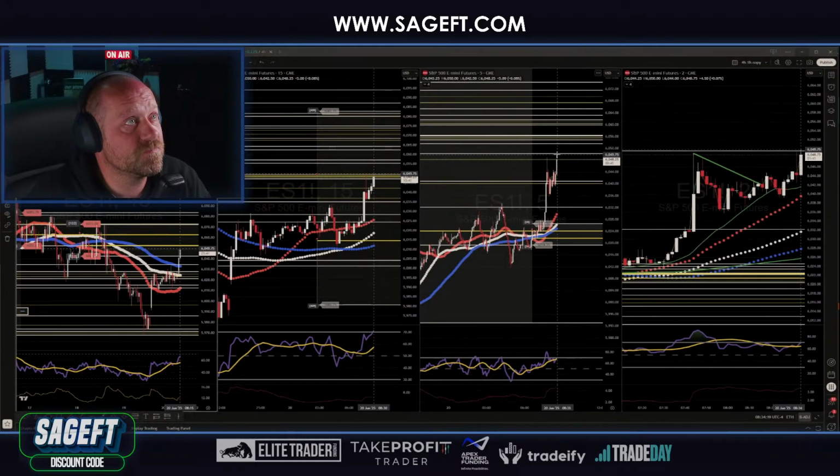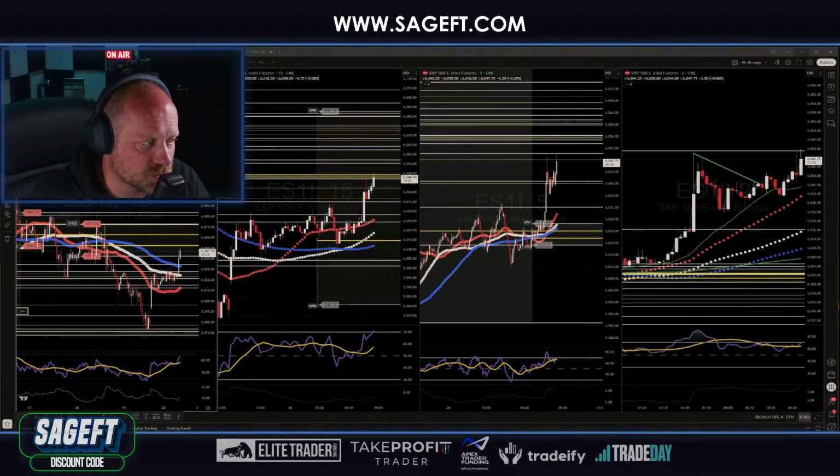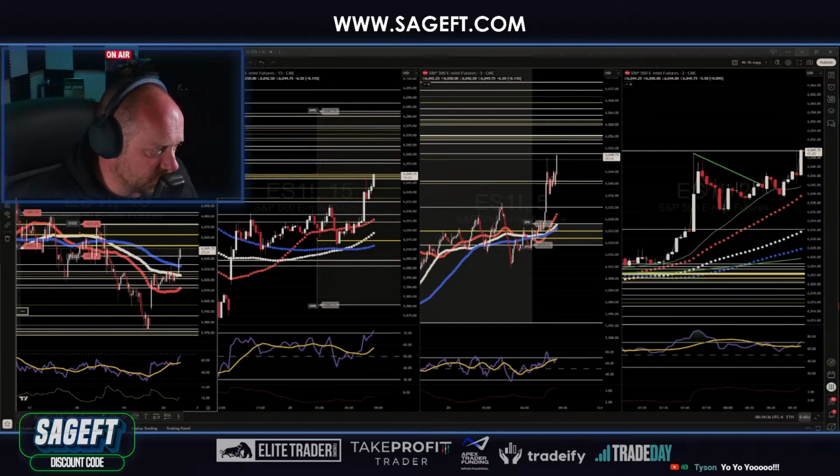Yep. Just like we talked about. Look at the white line on the 2 minute. Look at the white line on the 5 minute. Look at the yellow and white lines on the 15 minute. This is exactly what I was talking about, folks. This is why I was so bullish. Now we're bullish again. Holy shit, we're bullish again.